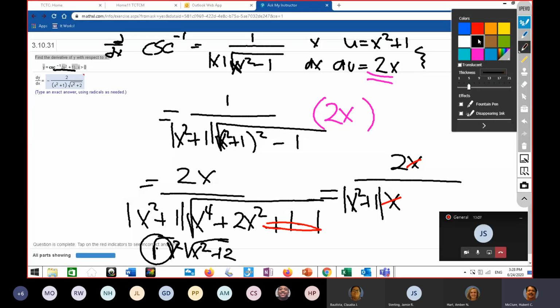So your final answer, I'll put it over here, is going to be 2 over the absolute value of x squared minus 1 times the square root of x squared plus 2.